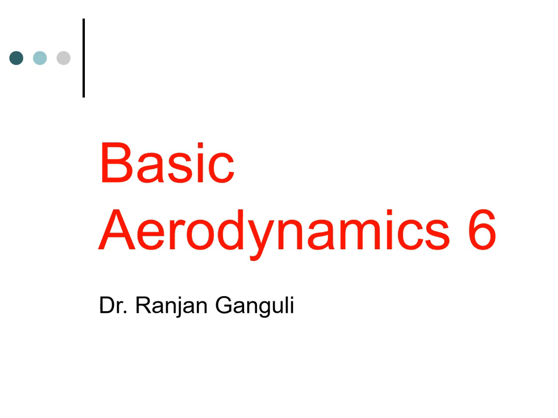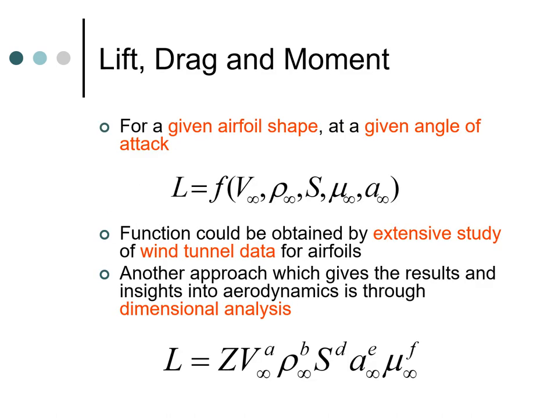I am Dr. Ganguly. So today we are going to discuss lecture number 6 of the aerodynamics series. So essentially we saw in the last class that when the angle of attack is fixed, when we have a fixed airfoil shape, then the lift is given by this functional relationship. So lift is L and the function involves V infinity, which is the velocity far out in the free stream, the density, the area of cross section of the surface you are dealing with, the viscosity of air, and the speed of sound in air. So this is the functional relationship which we are trying to seek.